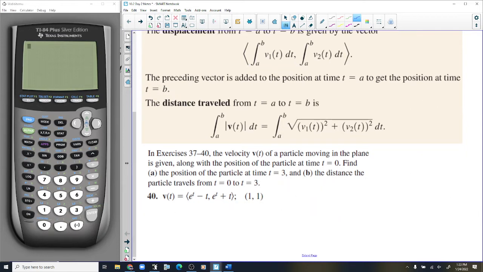The velocity v of t of a particle moving in the plane is given, along with the position of the particle at t equals 0. Find A, the position of the particle at time t equals 3, and B, the distance the particle travels from 0 to 3.